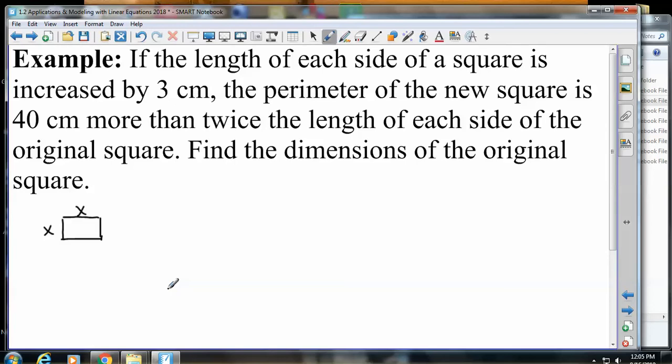So the length of each side of a square is increased by 3 centimeters, the perimeter of the new square. Okay, stop right there. I have a new square. So what should I do? Let's draw another square. Okay, now I got this new square by increasing each side by 3. So if you start with x and you increase it by 3, what does it turn into? X plus 3.